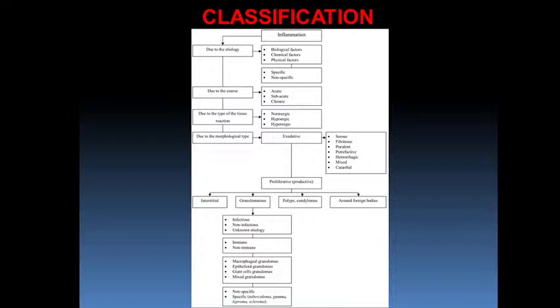The second classification is according to etiology. Inflammation can be specific and non-specific. Specific inflammation is caused by certain factors that have characteristic morphological features. For example, Mycobacterium tuberculosis, bacteria which cause tuberculosis, have a specific morphological picture with development of typical granulomas, about which we will discuss later. Leprosy, syphilis, and so on.